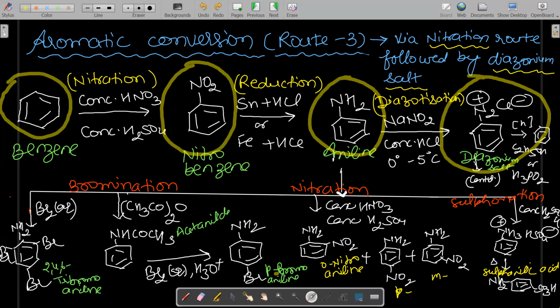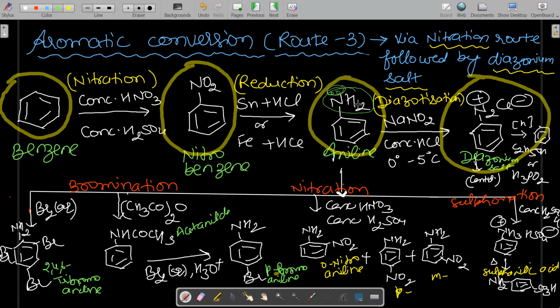We have already discussed during the reasoning question discussion that in aniline the NH2 group is a highly activating group. And why is it a highly activating group? Because its lone pair is completely delocalized into the benzene. So NH2 is a highly activating group, strongly activating in nature.